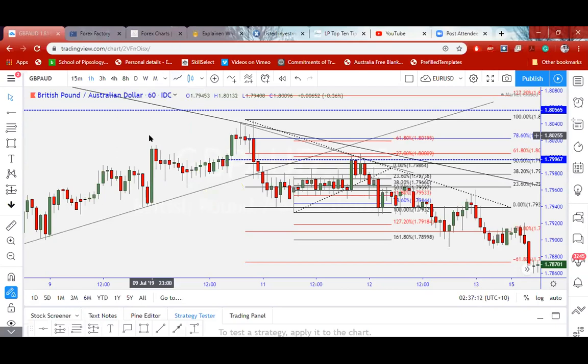For example, in daily you don't see that the price forms a pullback, but in 4 hours you see that the price forms a pullback. Do you take the fib in 4 hours, or do you wait for the daily to form a pullback?